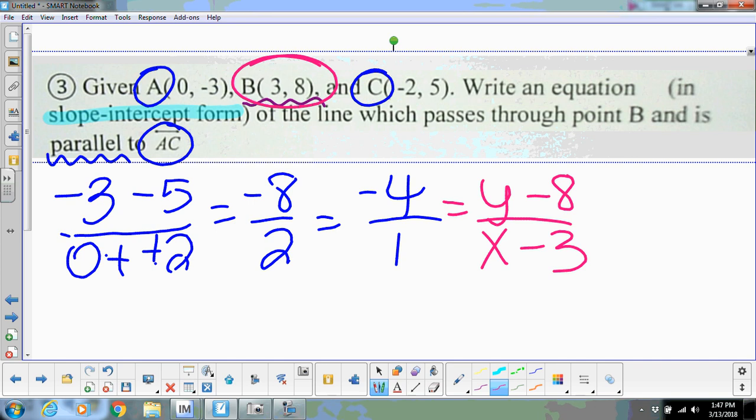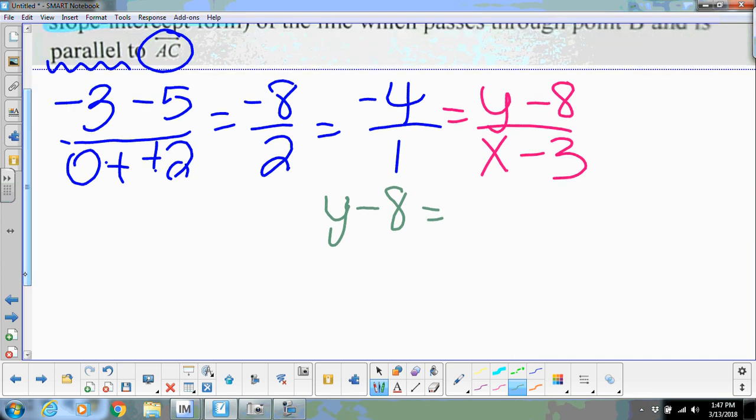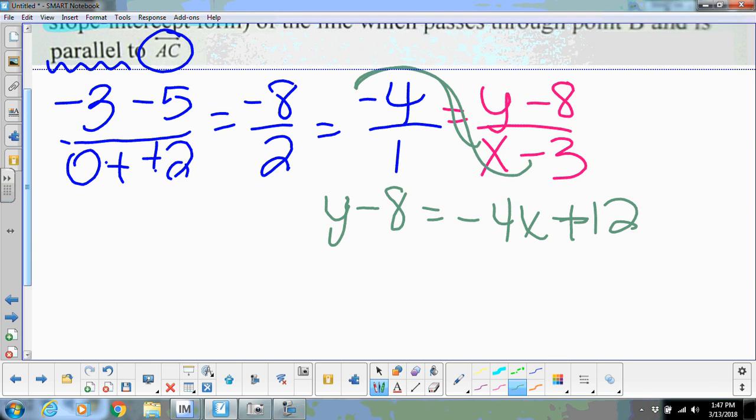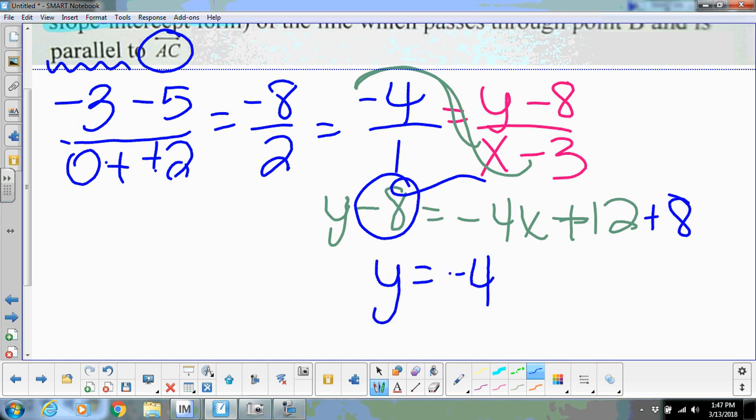Slope-intercept form this time, we're still going to cross multiply the same way. So y minus 8 is going to equal negative 4x plus 12. Make sure that negative 4 goes to the x and to the negative 3. And then in slope-intercept form, we just want to get y all by itself, so I'm going to add 8. So my answer should be y equals negative 4x plus 20.